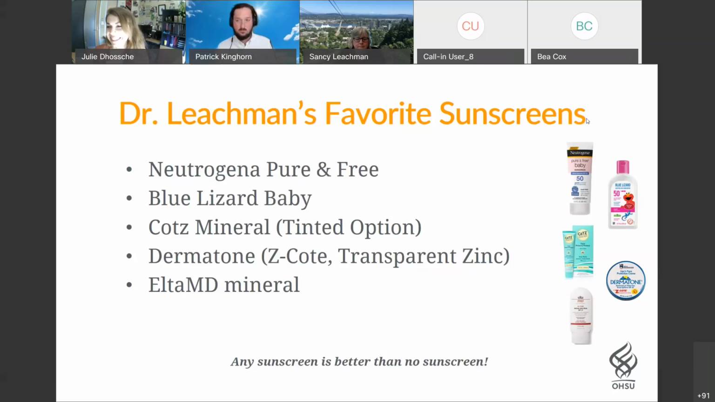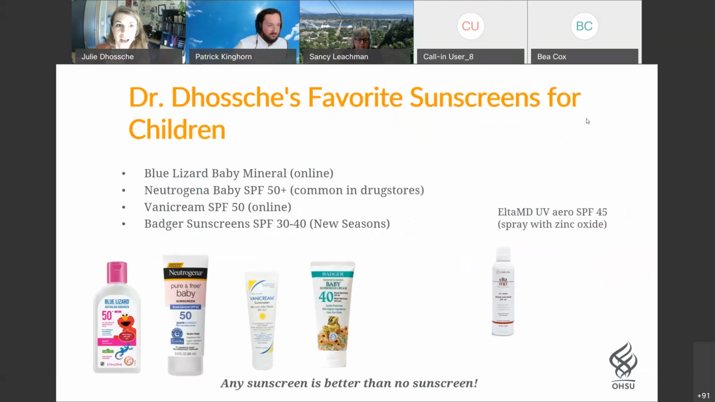Dermatone, Sancy was telling me this is something that she has liked for people that are going out and doing a lot of outdoor activities like skiing and snowboarding. It's a transparent zinc. It's a little thicker, but also protects against windburn, so that can be a good option. And then Elta MD is a pretty popular brand, especially with dermatologists. They're mineral blockers, and they've got a lot of different lines, including for sensitive skin and things like acne-prone skin, etc. Some are specific for children that I've recommended.